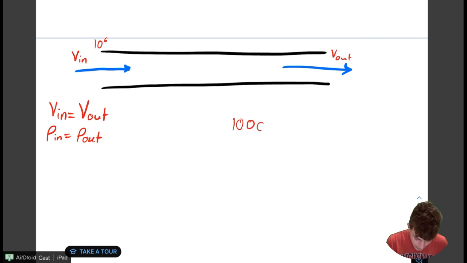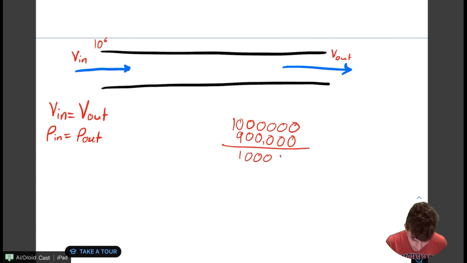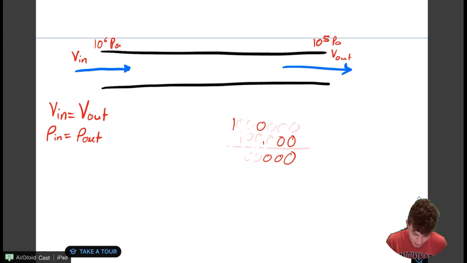One, two, three, four, five, six. 1, 2, 3, 4, 5, 900,000. Will be 10 to the 5th pascals over here. I'm going to do some real quick addition there to make this problem work out for us. So we're having a drop of 900,000 pascals, and that's the important part here.